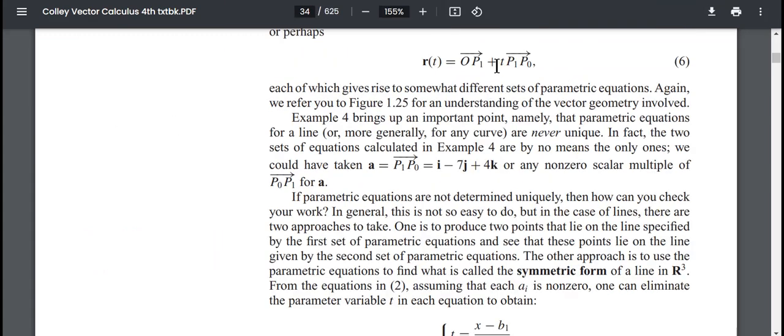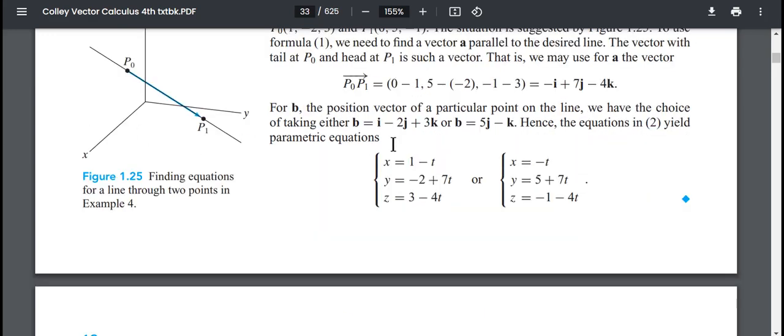Okay, after they finish that example, they say, example 4 brings up an important point, namely that parametric equations for a line, or more generally any curve, are never unique. So in the previous example, they showed this, and they showed, oh, actually, we could use this set of parametric equations, or we could use this set.